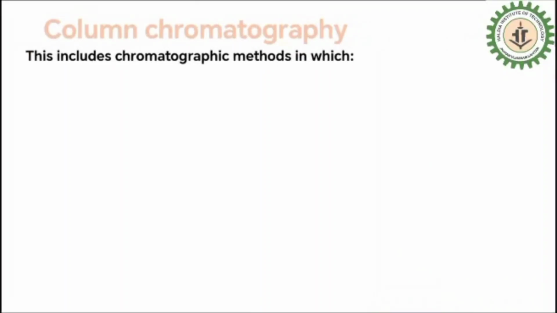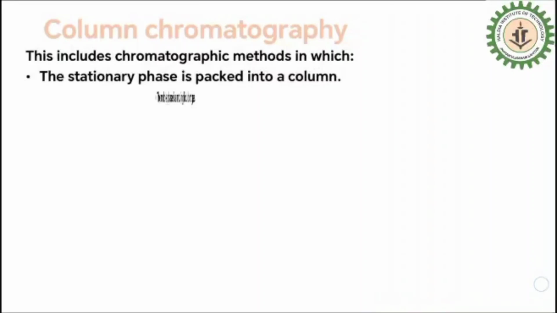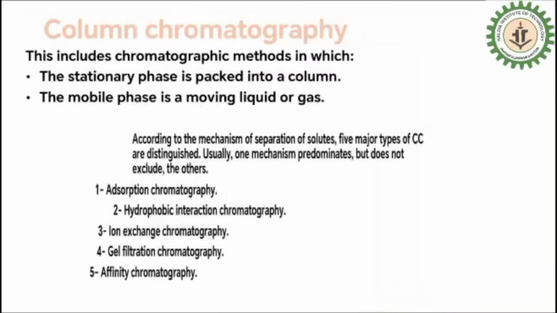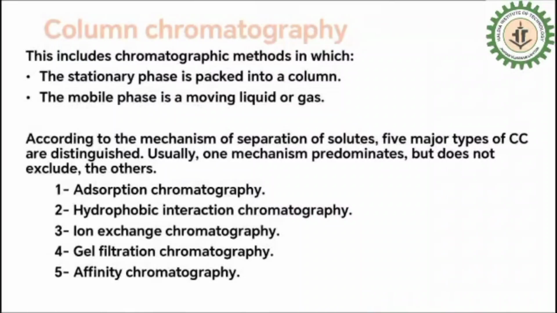Next comes column chromatography. As I have told, the stationary phase is packed into a column, and the mobile phase is a moving liquid or a gas. According to the mechanism of separation of the solutes, 5 major types of column chromatography are seen. They are adsorption chromatography, gel filtration chromatography, hydrophobic interaction chromatography, ion exchange chromatography, and affinity chromatography.